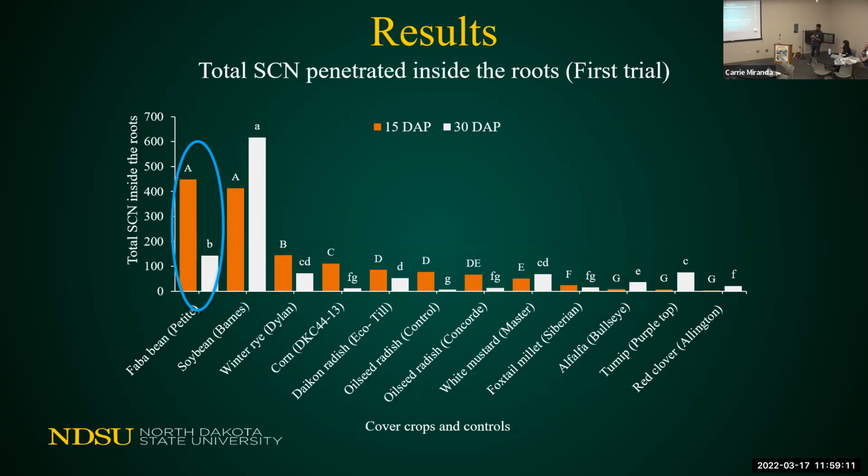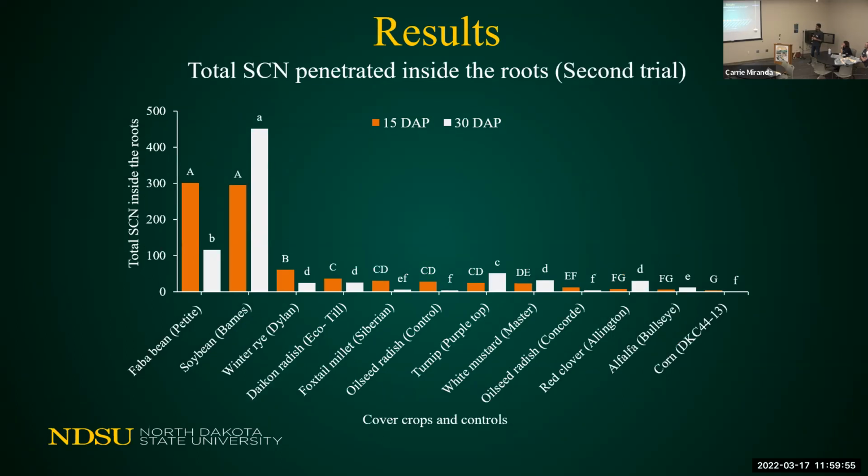If we compare the data from 15 days after planting and 30 days after planting, we see a significant difference between them. Most of the cover crops and controls had a significant difference. But for the fava bean, the number 30 days after planting was significantly lower than 15 days after planting. In the soybean, the number increased significantly 30 days after planting compared to 15 days after planting. That shows the number of juveniles inside the root of fava bean is decreasing. We found complete development of white females in the root of soybean as expected, and also in the turnip purple top. The number is small, but we still got complete development of SCN.